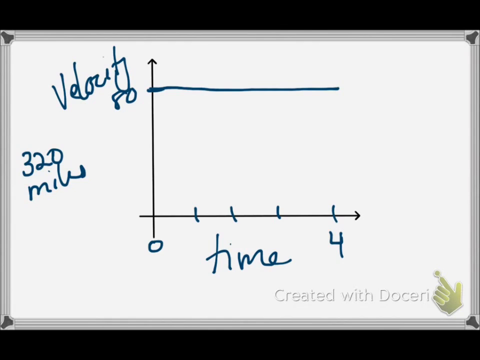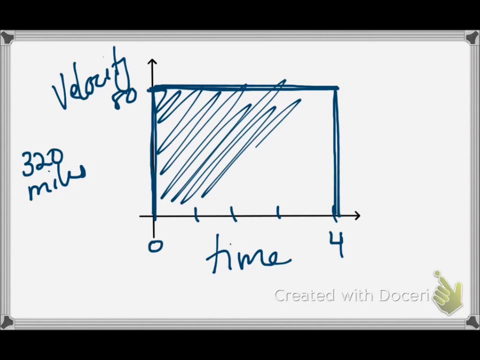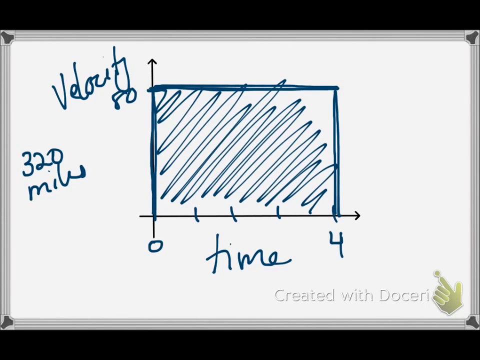The reason I'm drawing the graph here is I want to show a visual representation starting at time 0 and going all the way to time 4. Because I have a constant rate of 80, I've got a nice rectangle here, and I can actually find the area of this rectangle as that space underneath the curve, which would be 80 times 4, which we already calculated as 320.